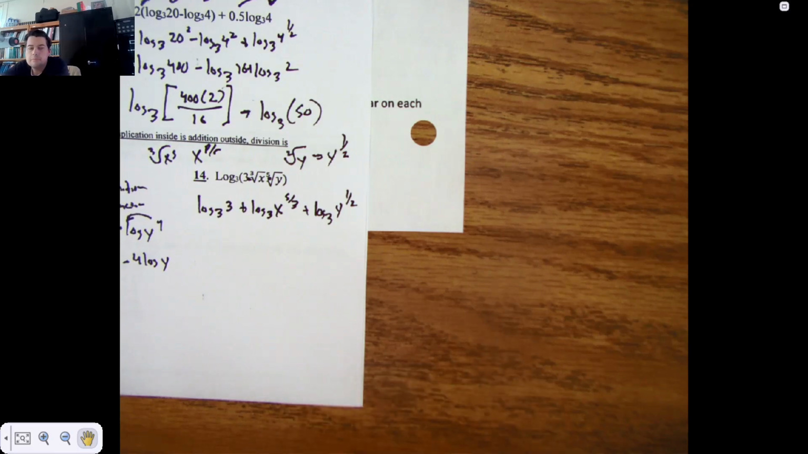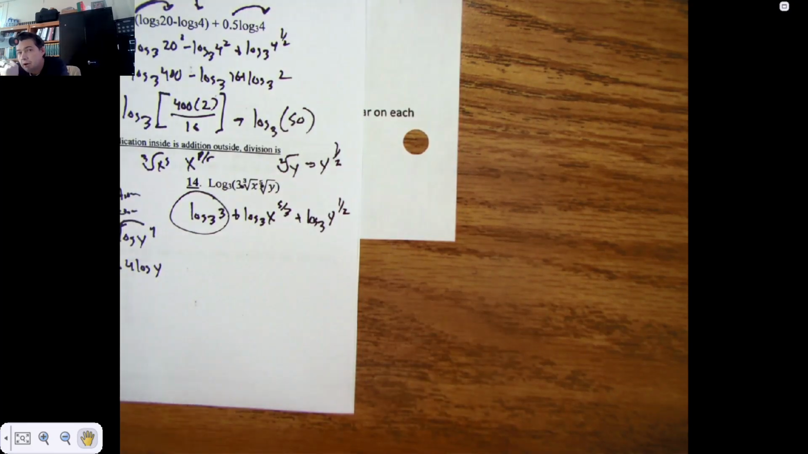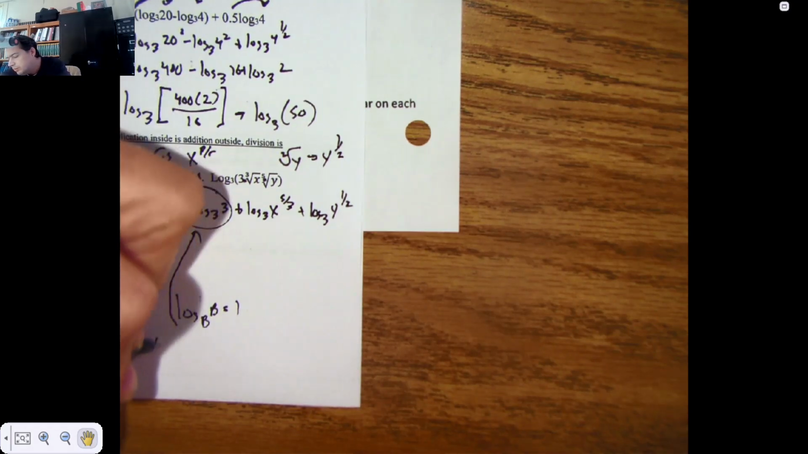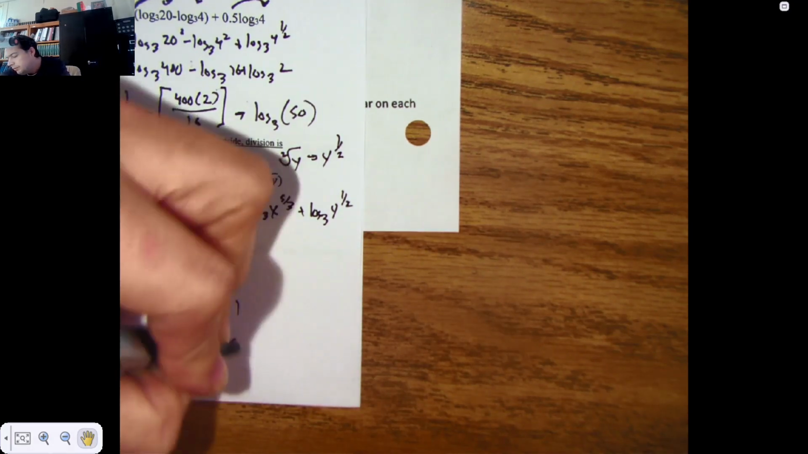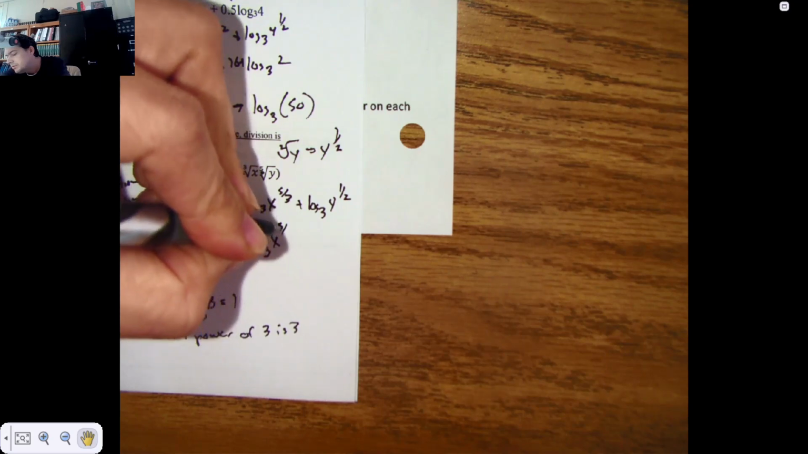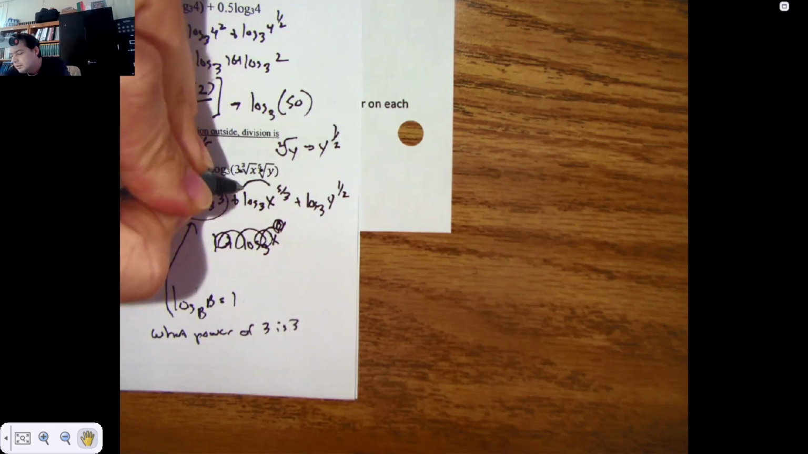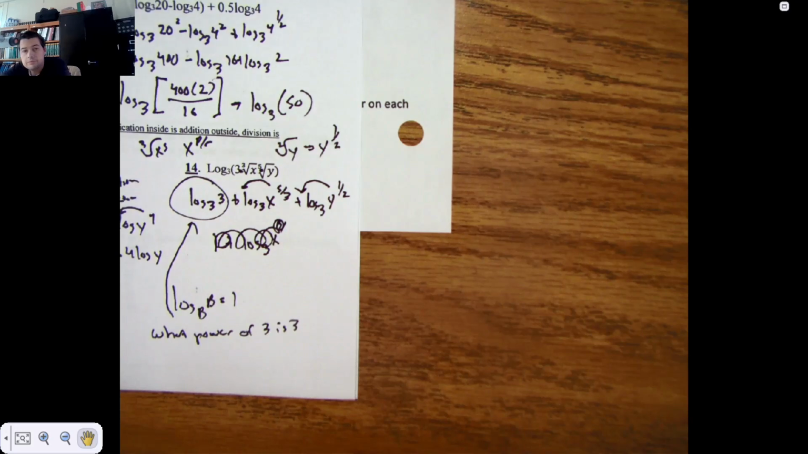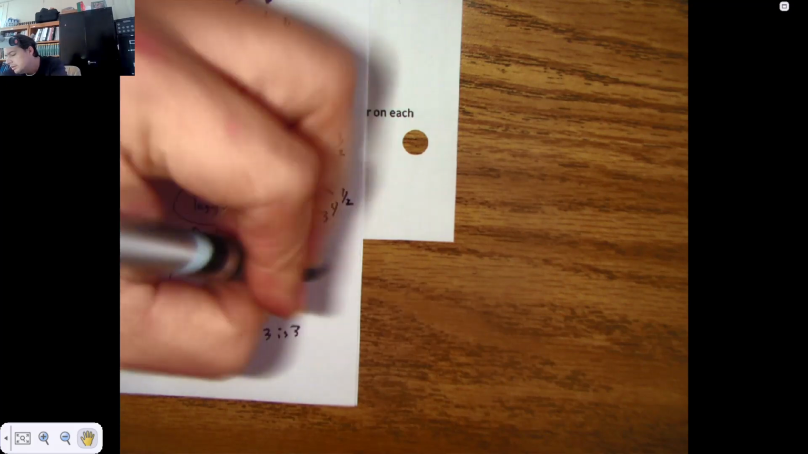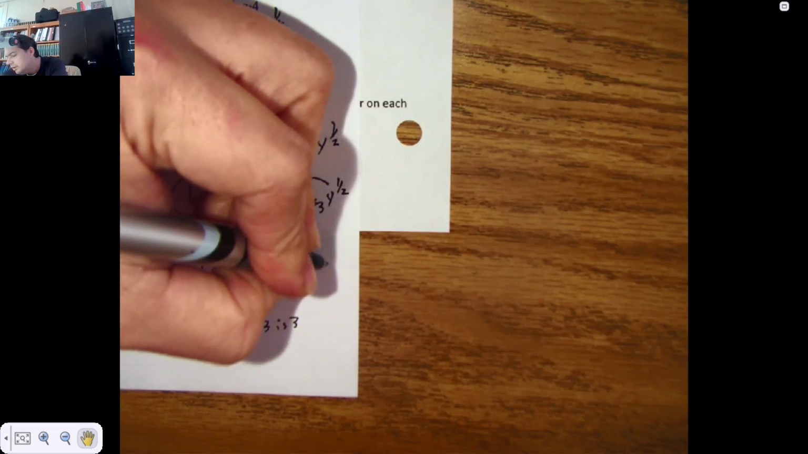Almost done. This guy right here. On your formula quizzes, log base b of b is 1. This thing is asking, what power of 3 is 3? If you did the homework from the previous day, you understand that. This is 1 plus log base 3 of x to the 5/3. Oops. Let me restart. Those go out front. Sorry about that. This is 1 plus 5/3 log base 3 of x plus 1/2 log base 3 of y.